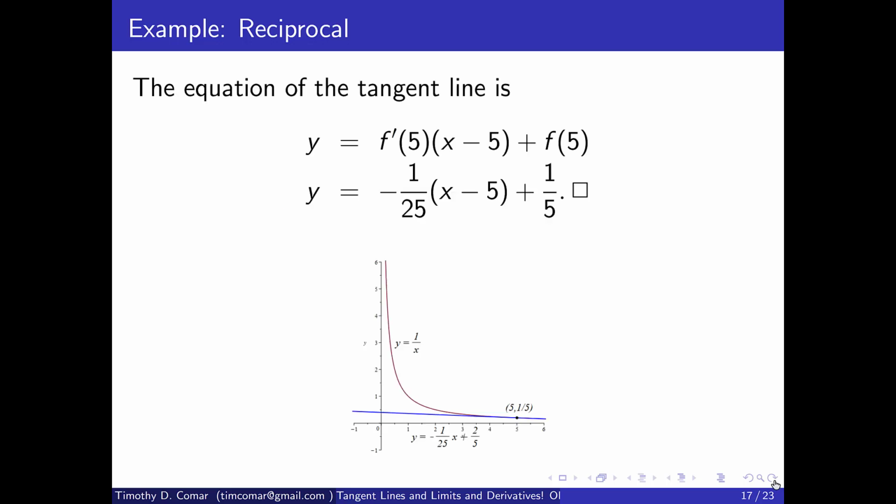which again is going to be negative 1/25, which is going to be the slope of our tangent line. So here again, the equation of the tangent line is going to be f prime of 5 times x minus 5 plus the function value f of 5, so y is going to be negative 1 over 25 times x minus 5 plus 1 over 5. And we see the 1 over x function right here in red, the tangent line in blue, and the point of tangency at (5, 1/5). And yes, the form of the tangent line here has been simplified a little bit.